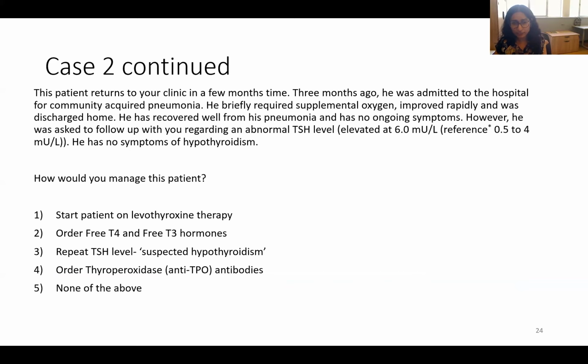However, unfortunately, this patient was admitted to hospital a few months ago for pneumonia, and he required a brief stay because he required supplemental oxygen. However, during his stay, he had a TSH done because he was confused, maybe a bit delirious in hospital, and there are so many reasons why a TSH might have been done. But a TSH was done, and it was a little bit elevated at 6. He has no symptoms of hypothyroidism when you see him in clinic. How would you manage this patient?